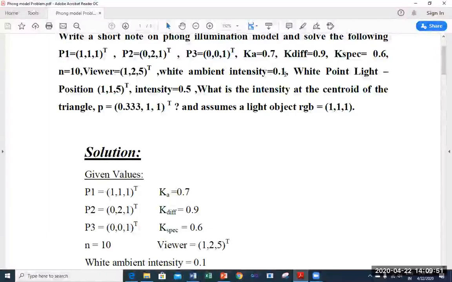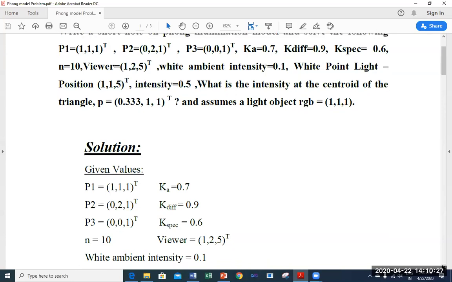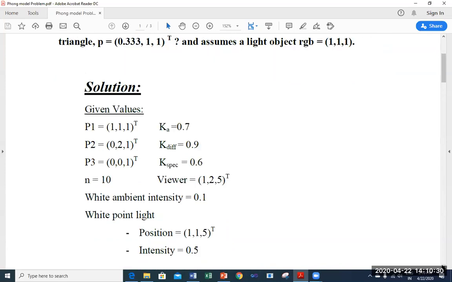Ambient intensity value is 0.1, and a white point light is at position (1, 1, 5) with intensity 0.5. Here they are asking for the intensity at the centroid of the triangle. The P value is (0.333, 1, 1), and assume the light object RGB value is (1, 1, 1). What is (1, 1, 1)? White light, right? So now we have to find the solution for this.